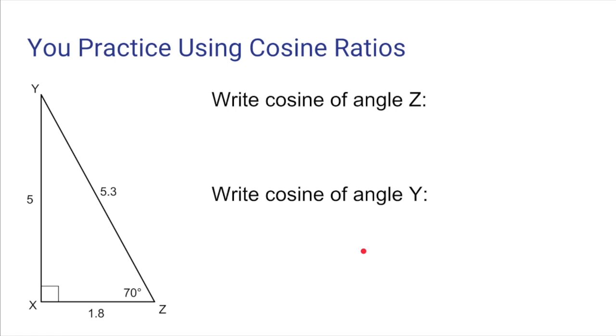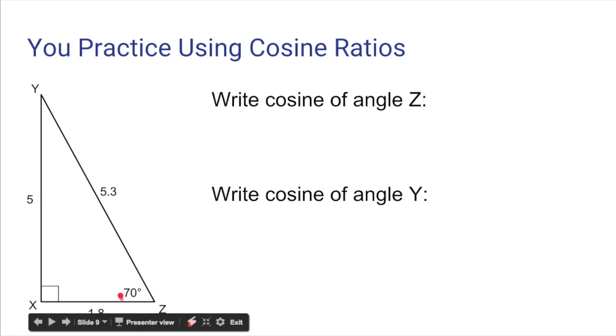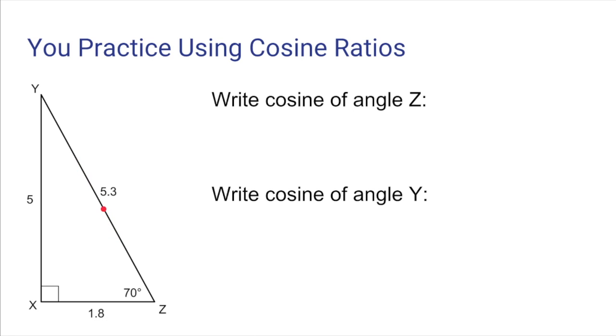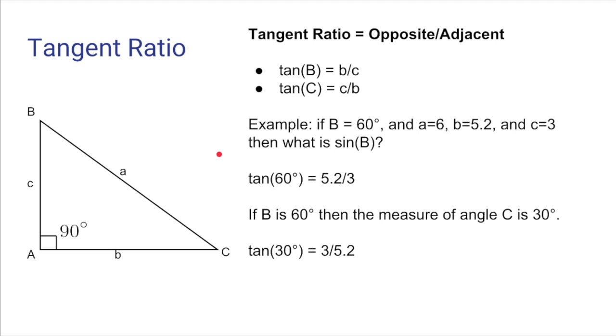Okay, same thing with the same triangle. I want you to write the cosine of angle Z and the cosine of angle Y. So again, for angle Z here, adjacent is this length, hypotenuse is the long length, so it'll be 1.8 over 5.3. And then remember, angle Y you've got to figure out, knowing that the two acute angles add up to 90 degrees. Okay, then next we have the tangent ratio.